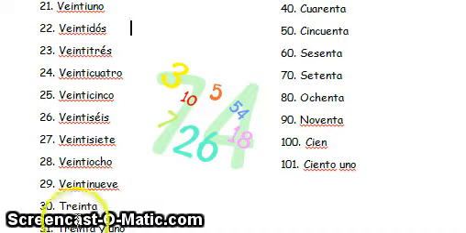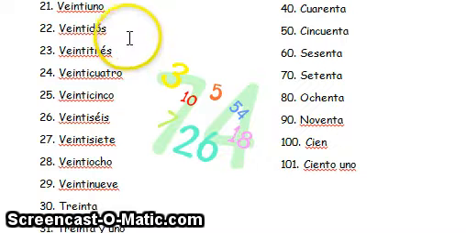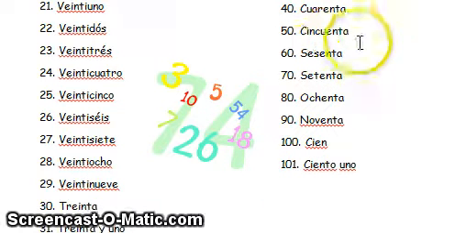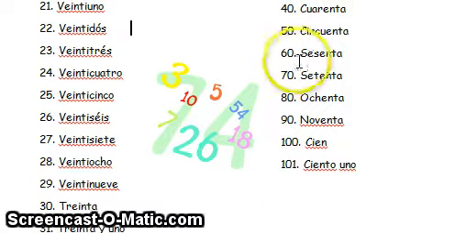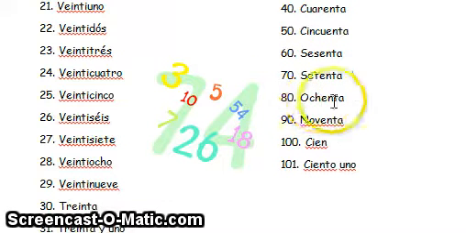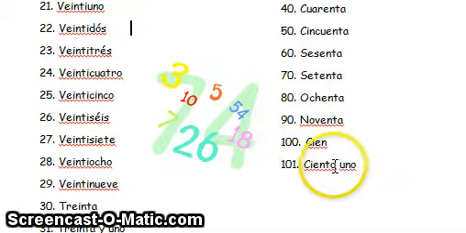Now let's pop over to numbers. We have assumed that you have already learned the numbers 0 through 30. We're introducing numbers 40 through 101, 40 being cuarenta, 50 being cincuenta, 60, sesenta, 70, setenta, 80, ochenta, 90, noventa, 100 is cien, and 101 would be ciento uno.